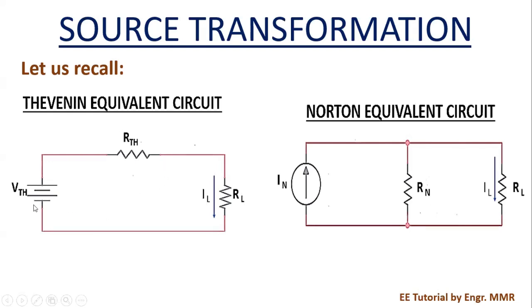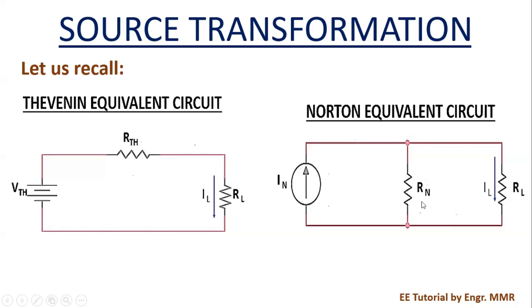It is a series combination of the VTH and the RTH together with the resistor of interest, which is RL. And in Norton's equivalent circuit, we reduce the complex circuit into a simple parallel circuit. It's a parallel combination of the IN and the RN together with the resistor of interest, which is RL.